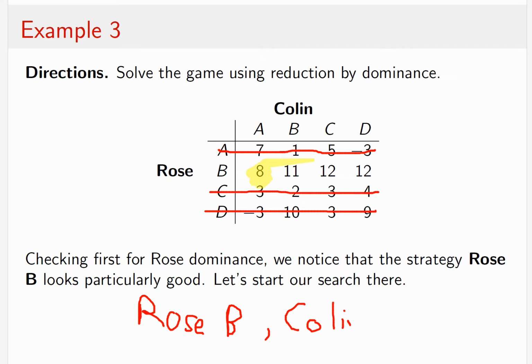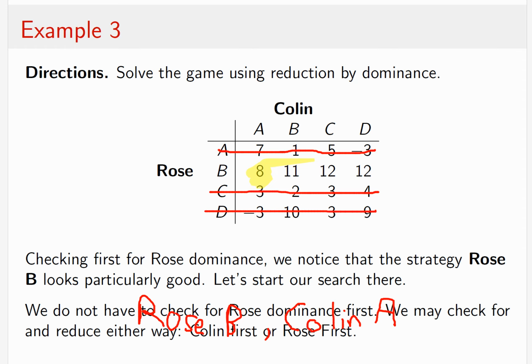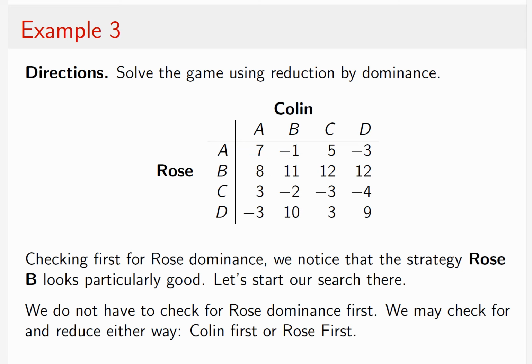And since Rose is always choosing B, the smallest value in row B is when Colin plays A. So the solution to the game is a pure strategy solution. And Rose will always play B, Colin will always play A. All right, so, getting the scribbles out of the way.